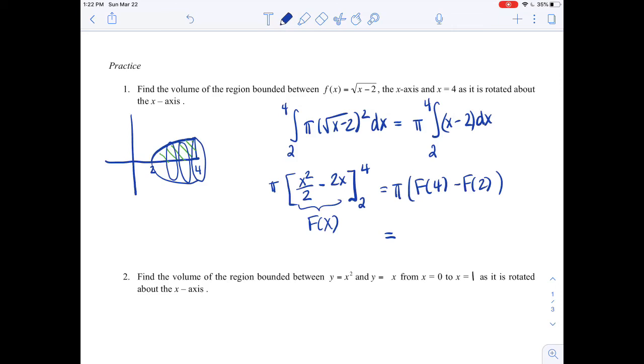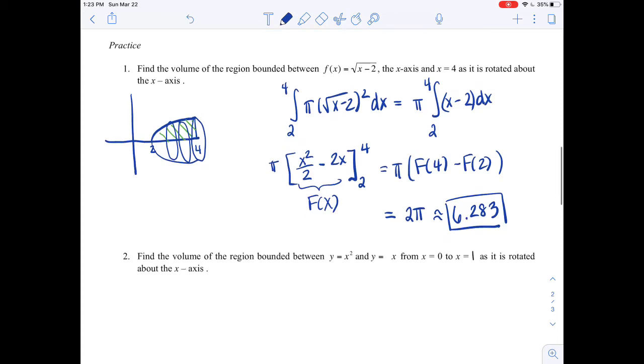And then at the end of the day, this one comes out to be a value of either 2 pi, if you wanted to leave it as an exact value, or if you round it to 3 decimal places, 6.283.